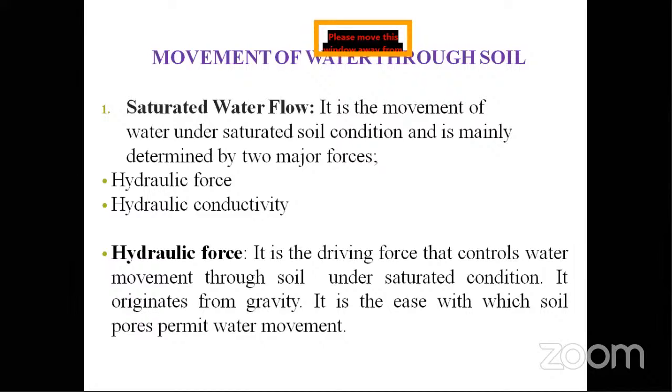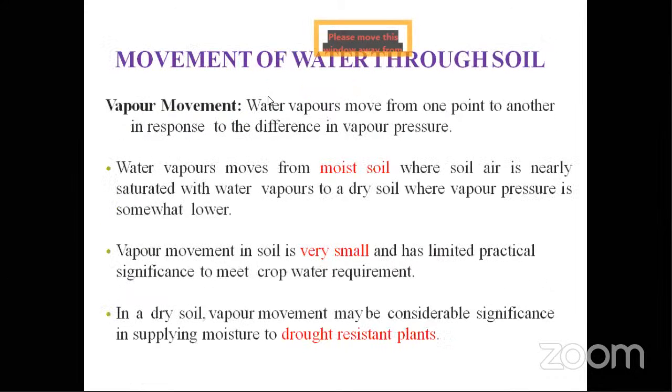Here we can see movement of water through soil. Three types of movements are there: saturated flow, unsaturated water flow, and the next one is vapor movement. Saturated flow, we already discussed saturation capacity. This saturated water flow occurs in the saturated condition. It is the movement of water under saturated soil condition. Next one is vapor movement.